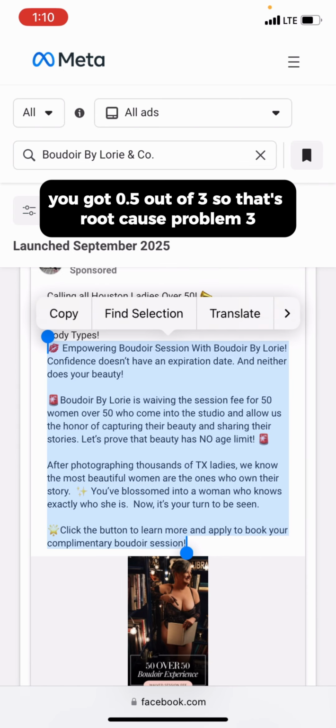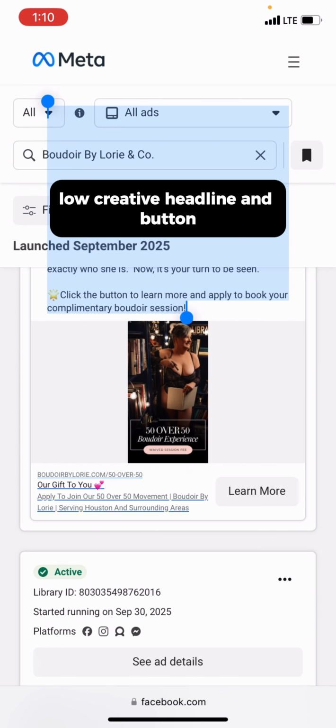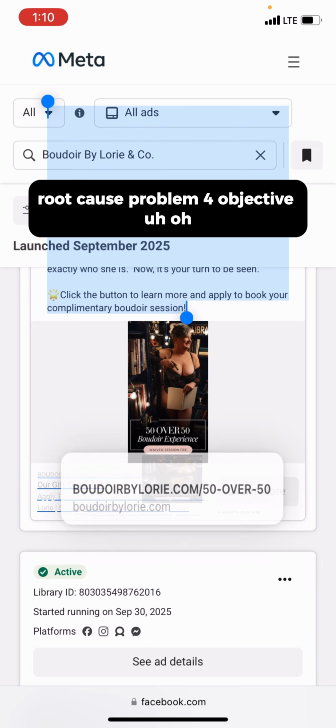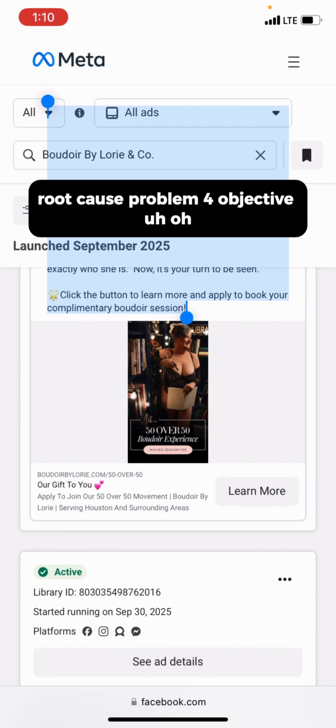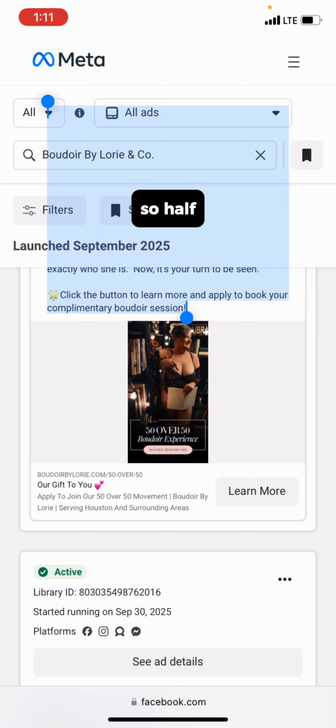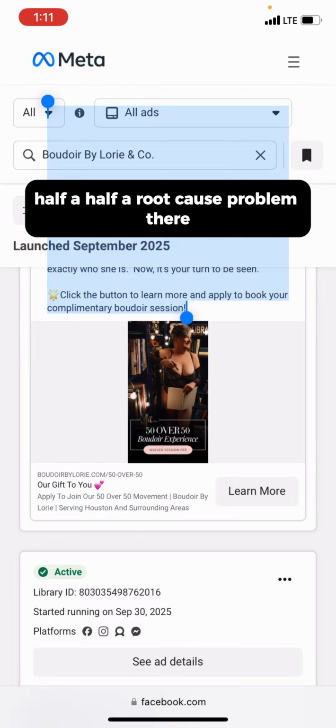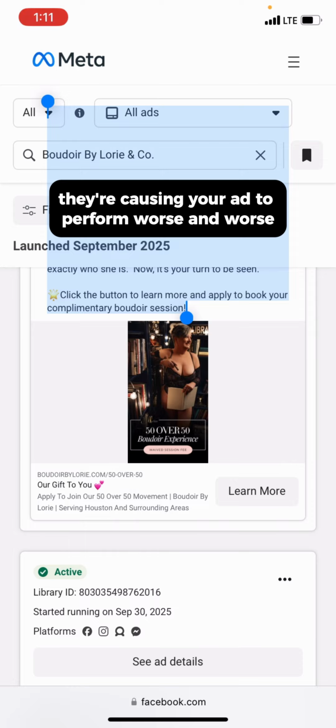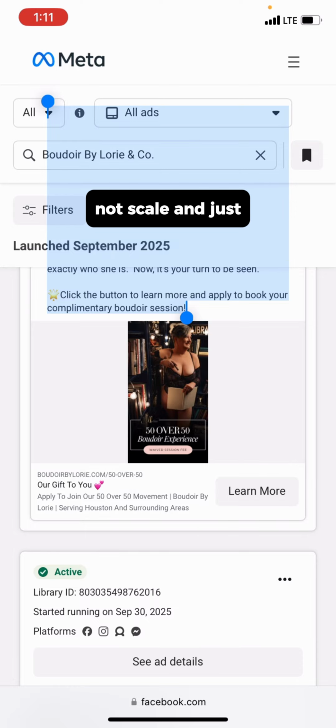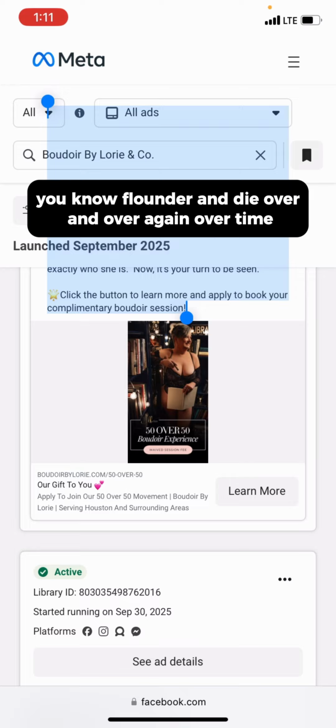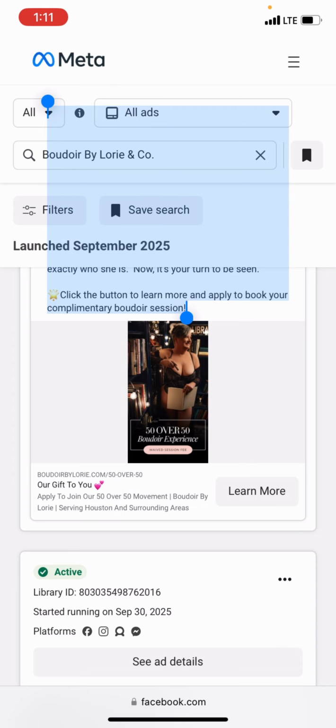So that's root cause problem 3, below creative headline and button, root cause problem 4. Objective, we don't actually exactly know which one, so half a root cause problem there. So that's 4.5 out of 5 root cause problems that are causing your ad to perform worse and worse over time, not sustain, not scale, and just flounder and die over and over again over time.